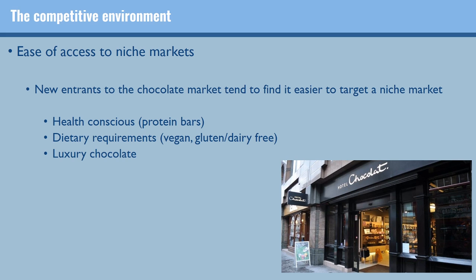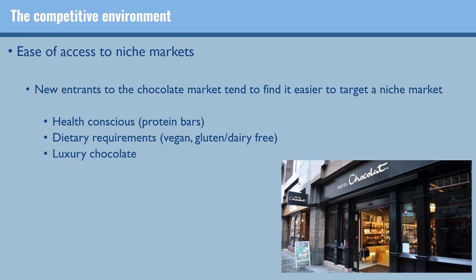So there's the niche market of that. I don't think many of the big four companies have started to try and target that market yet. We've also got the dietary requirements, so vegan, gluten-free, dairy-free. The products obviously are going to cost more money because they're going to be more expensive to produce, and smaller businesses are going to find it easier to target those markets.